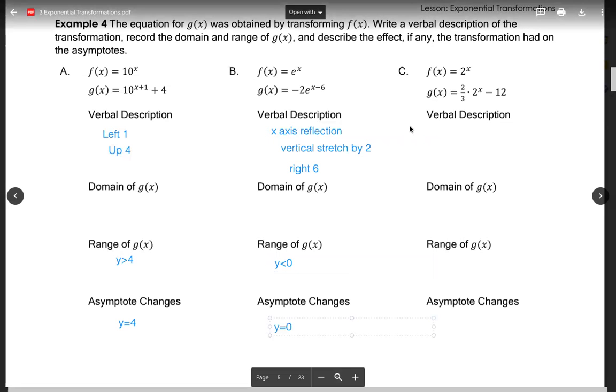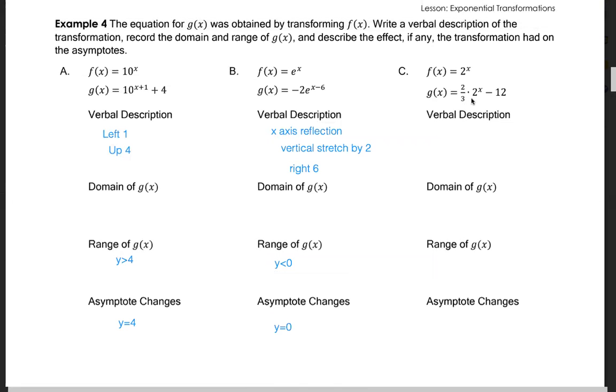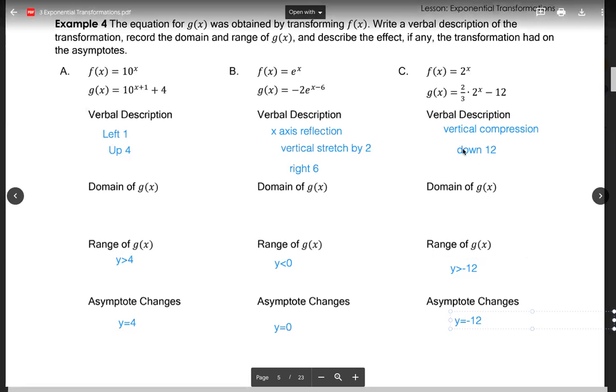Okay, looking at C now. Again, I see the base is 2. I got the little multiplication sign out in front with the multiply. This is actually going to be a vertical compression. Okay, then I got the minus 12 behind. So now I know it's going to go down 12. Again, domain's not going to change. Now, range does change. Again, it's going to be y is greater than, okay, negative 12. Asymptote change. Well, now it's y is equal to negative 12. So whatever the number is, that's what goes there. Really simple idea.